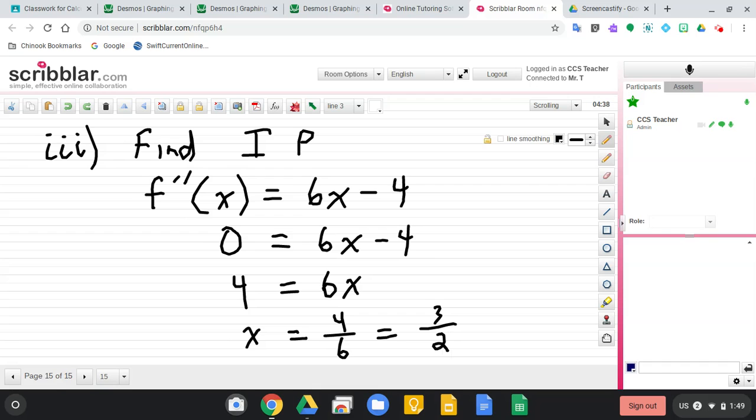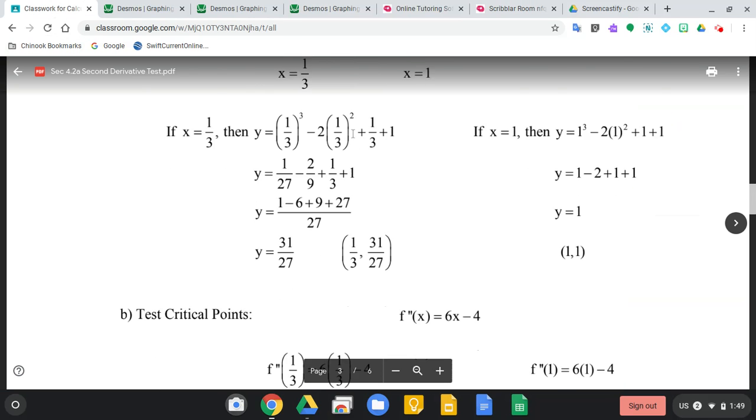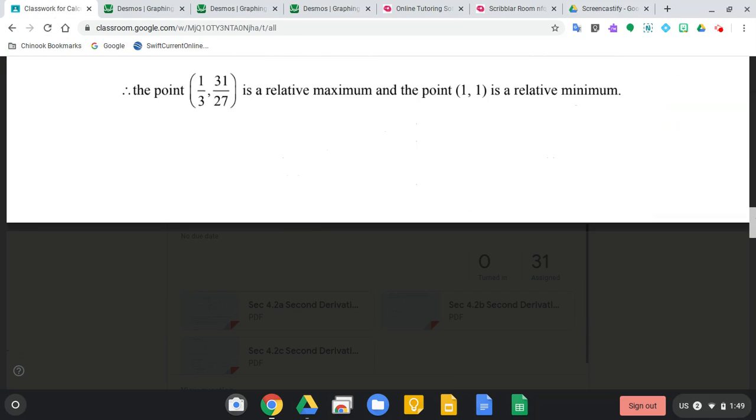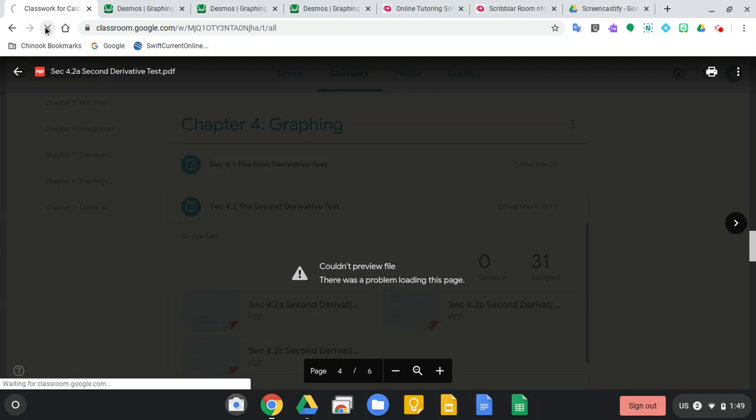Now again, I'm going to switch back to my notes. We need to find the y value for this inflection point. This is a straight substitution back into the original f of x function. Again, that's just grade 9 math. Why? Was there a problem loading this page? Let's hit refresh and see what happens.